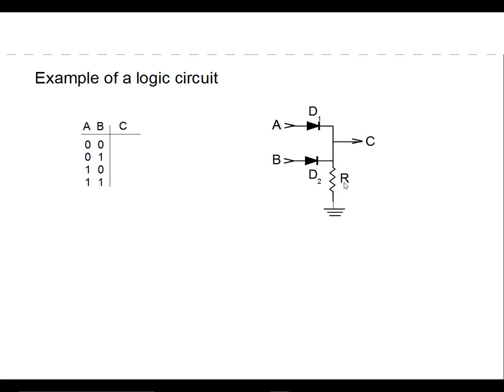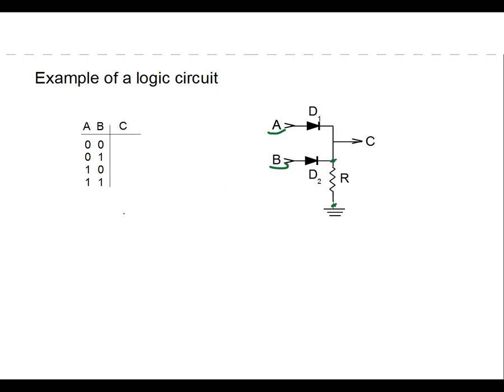Okay, let's take a look at a very simple circuit that may give us some idea on how this thing could work. The first circuit is just a couple of diodes. So I have two diodes, okay? One diode's hooked up to input A, the other diode's hooked up to input B. The diodes are connected to a resistor, and the resistor is attached to ground, okay?